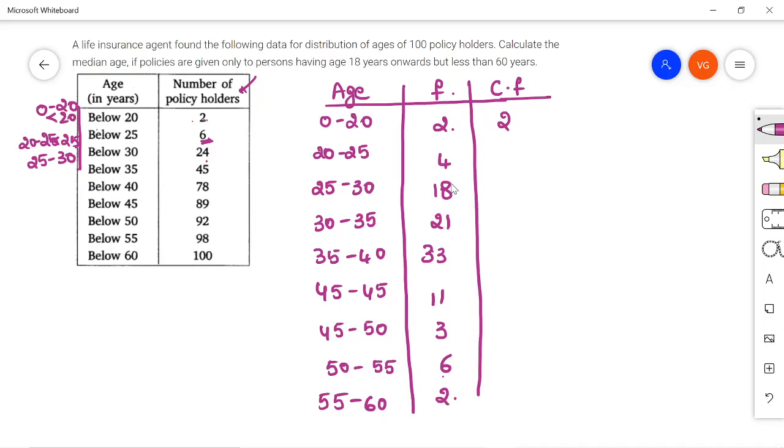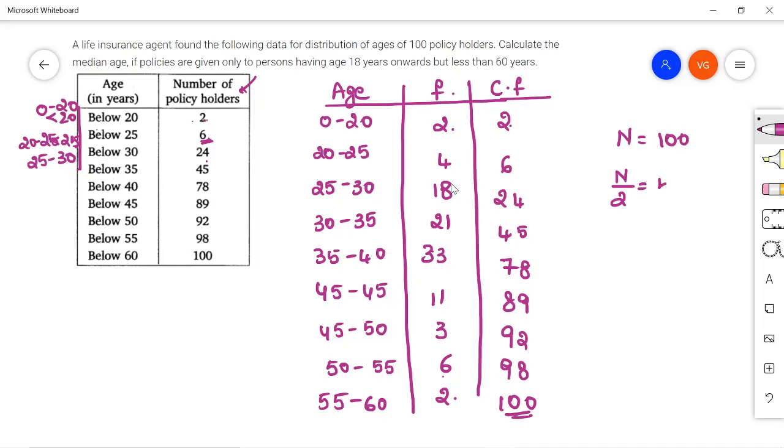So you can write it, 4 plus 2 is 6, right? Now this is 6 plus 18, so this will be 24, right? 45, 78, 89. You can write it directly from here, right? 92, 98, 100. Now, n by 2. As n is equal to 100, n by 2 is equal to 50.